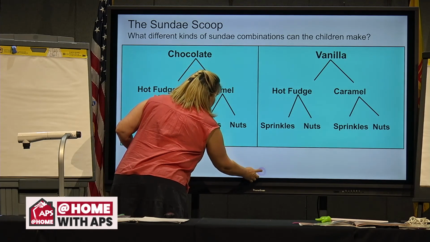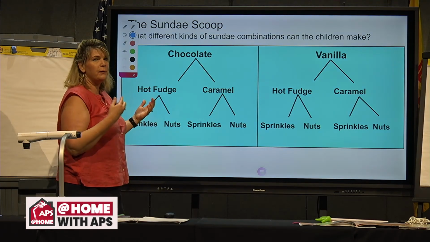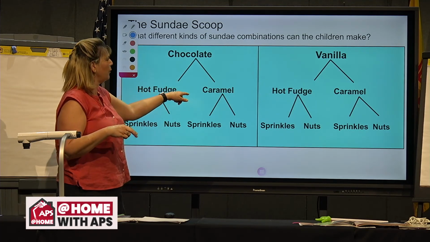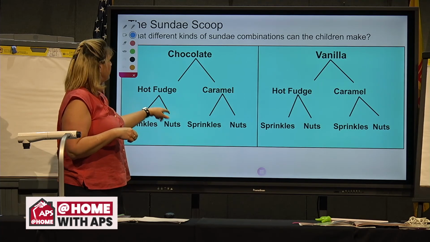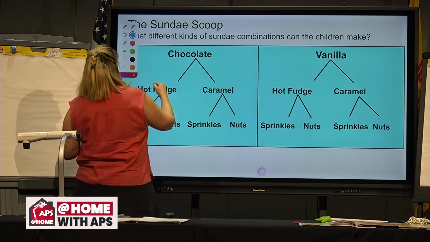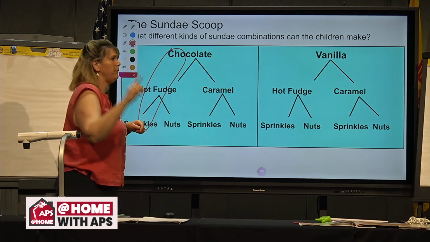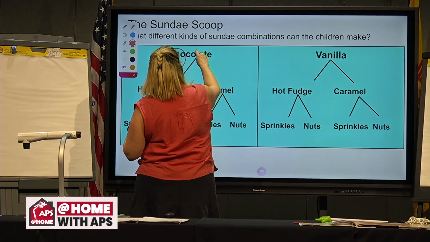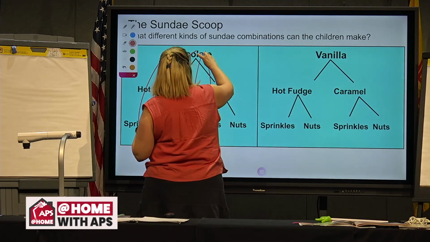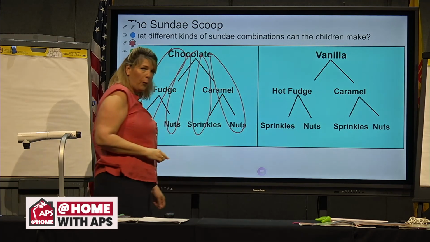We tried to figure out how many different combinations could the children make, right? All right, let's see. Let me get this on here. And we had said for all of the different kinds of ice creams, remember they chose chocolate and vanilla. Make it simple. Hot fudge and caramel for their sauces, and sprinkles and nuts were going to be for their toppings, okay? And when we were thinking about how many did they make, well, in all, we had chocolate, hot fudge, and sprinkles, 1. We had chocolate, hot fudge, and nuts, 2. We had chocolate, caramel, sprinkles, 3. We had chocolate, caramel, nuts, 4.